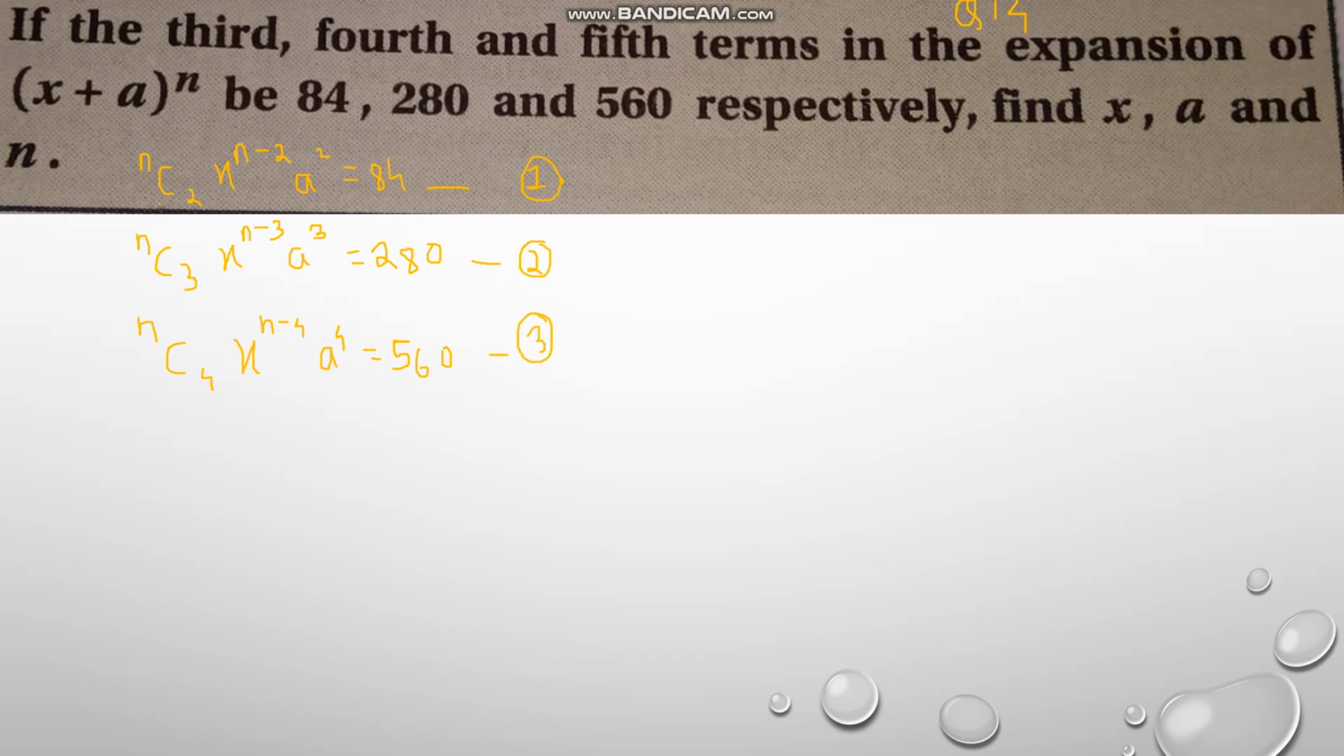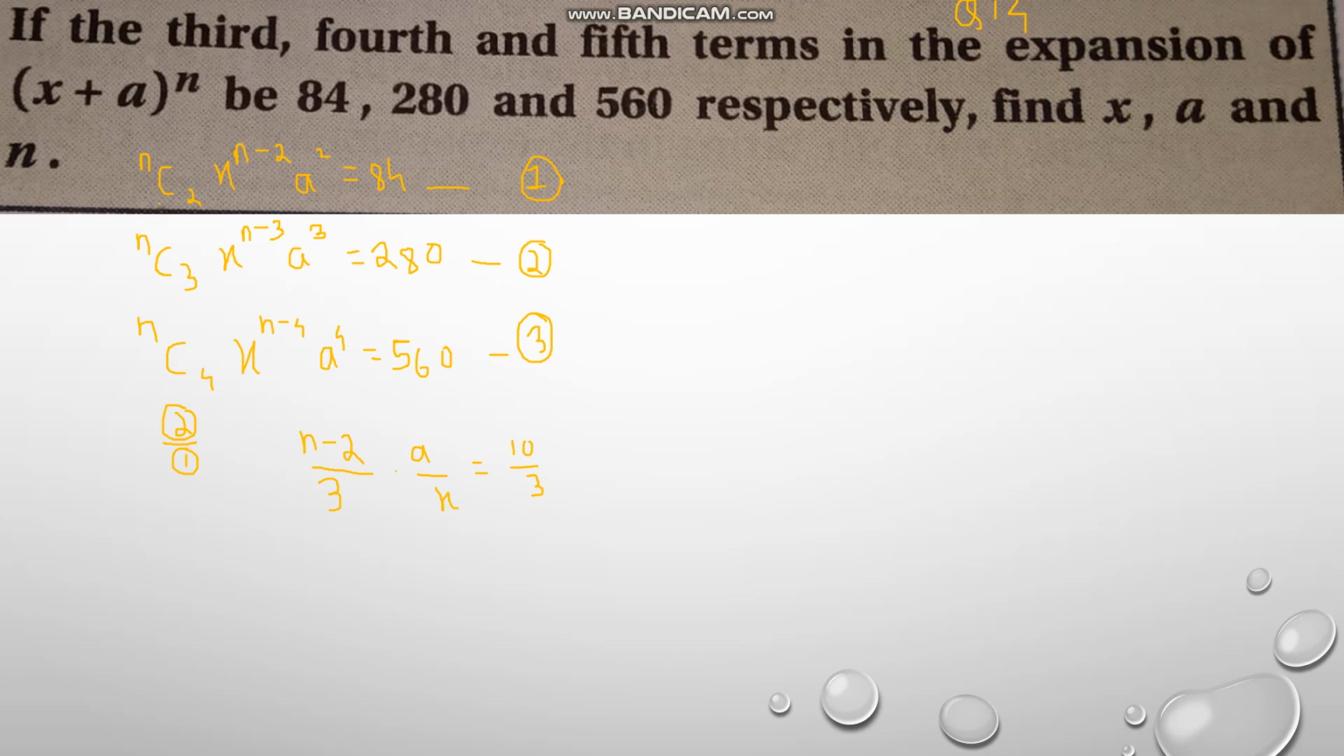Now first of all divide 2 by 1. Dividing 2 by 1, we will get an equation that is (n minus 2) by 3 multiplied by a by x, which is equal to 280 by 84, which is 10 by 3. I divided both of the things by 28.